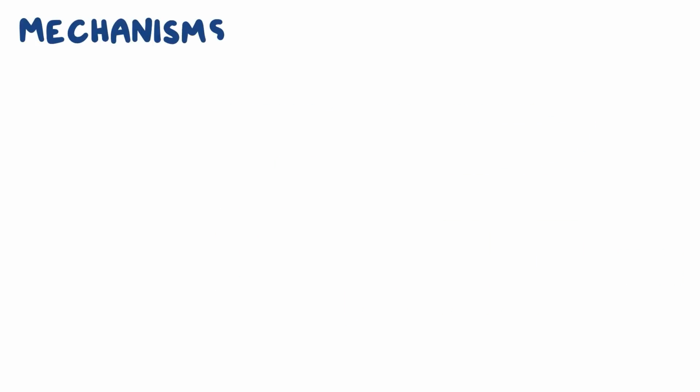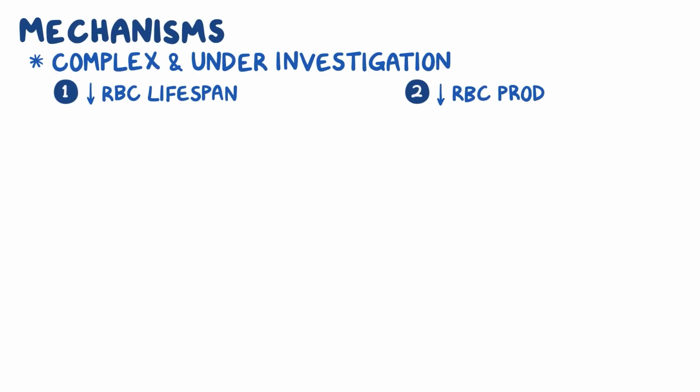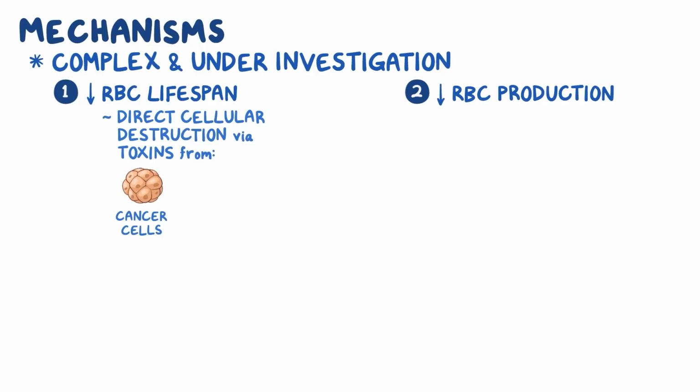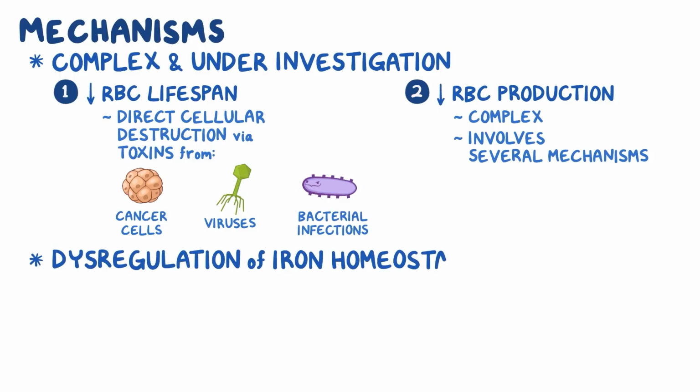Now, the mechanisms that underlie anemia of chronic disease are complex and still under investigation. In general, the disease mechanism is a twofold process: decreased RBC lifespan and decreased RBC production. Shortened RBC lifespan is a result of direct cellular destruction via toxins from cancer cells, viruses, or bacterial infections. Decreased RBC production is a bit more complex and involves several mechanisms.